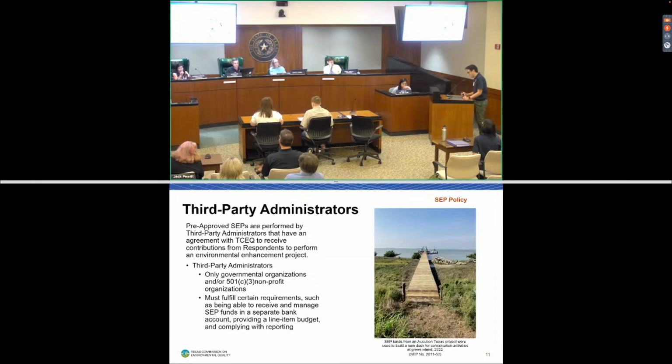So what's a third-party administrator? Pre-approved SEPs are performed by third-party administrators that have an agreement with TCEQ to receive contributions from respondents to perform environmental enhancement projects. Third-party administrators are only governmental organizations and or nonprofit organizations, and they must fulfill certain requirements, such as being able to receive and manage SEP funds in a separate bank account, providing a line item budget, and comply with reporting. Here we have an example of one of our third-party administrators' projects. It was a new dock for conservation activities at Green Island.